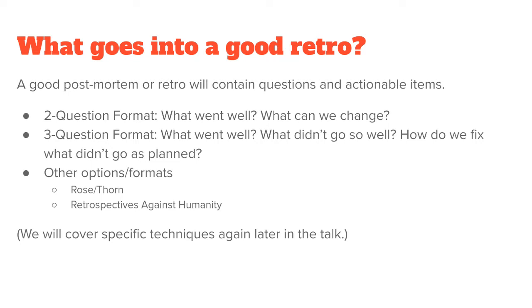All right, 3-question format. What went well? What didn't go so well? How do we fix it? What can we do differently? We've also heard of rose, bud, thorn, where the rose is what went well, the bud is what's emerging that we want to protect and grow, and the thorn is things that didn't go well that we want to avoid.